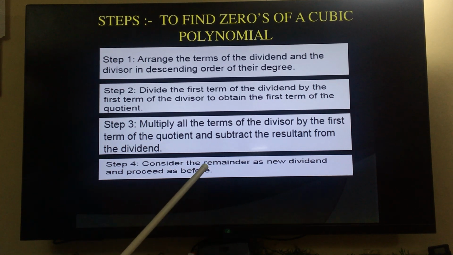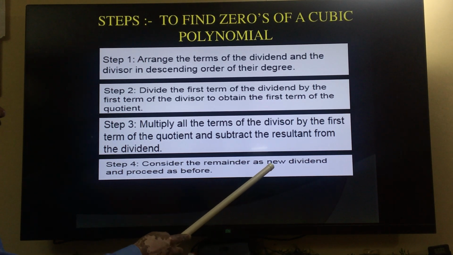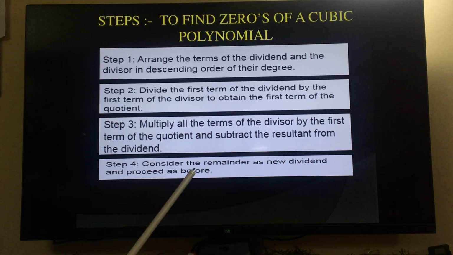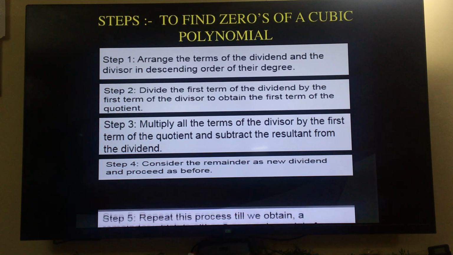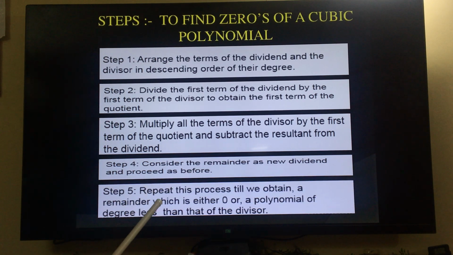Step 4 is consider the remainder as the new dividend and proceed as before. As before, the same procedure we will follow again until we get a remainder whose degree is less than the divisor. The fifth step, repeat this process till we obtain a remainder which is either 0 or a polynomial whose degree is less than that of the divisor.